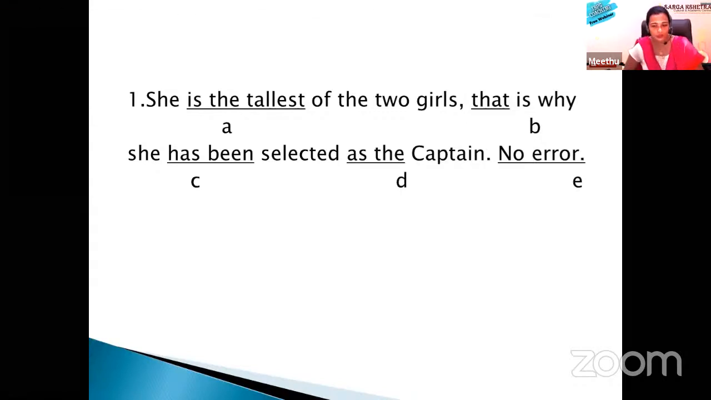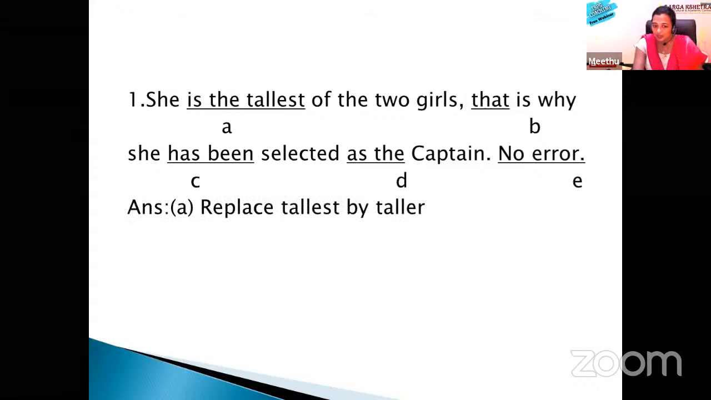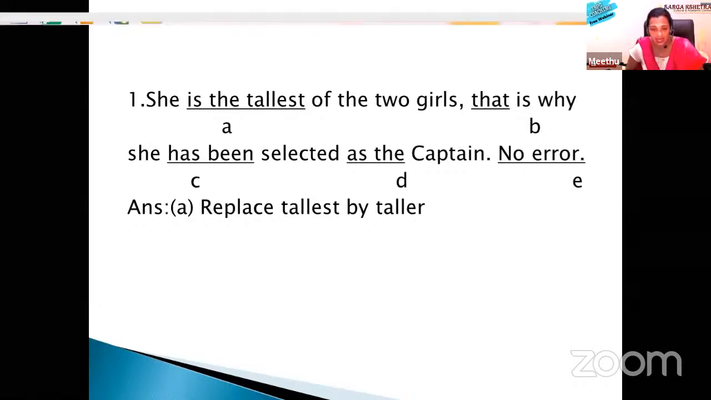Okay. I hope you have got the idea of spotting the errors. Exercise 1: the answer is to replace tallest by taller. That is the first part, A, the correct answer. I'll tell you why. Tall is the adjective used to describe the 2 girls. When you use an adjective to compare 2 girls, it is in comparative form. So we use taller instead of the superlative form tallest.